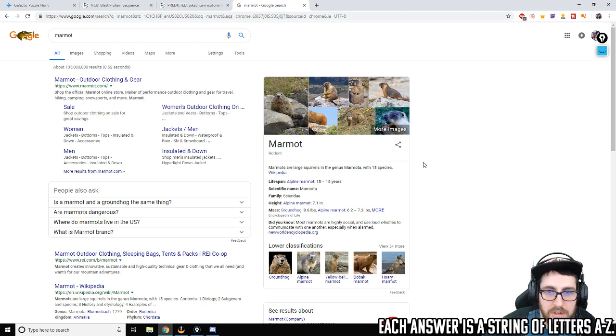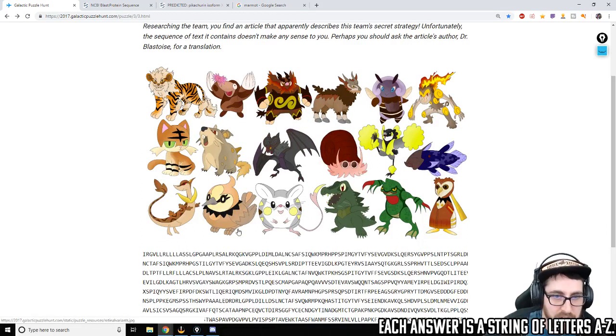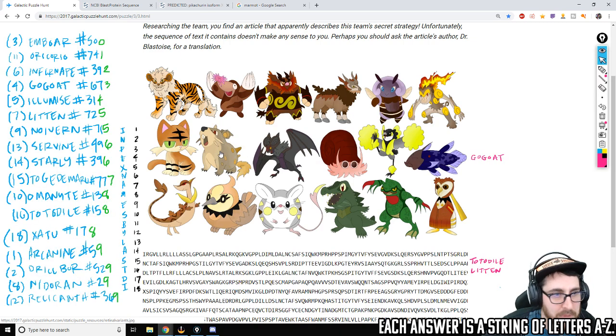Large squirrels in the genus Marmota. Boom. All right. Large squirrel. Which one of you dummies is a large squirrel? I think the Nido. I think that makes sense right here. So let's put that one at number 8.